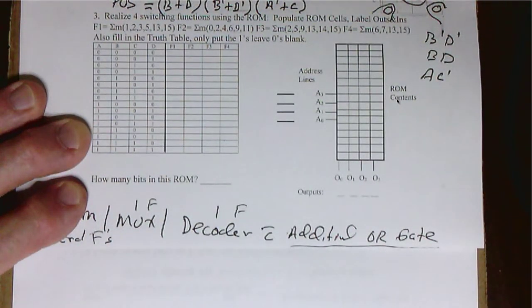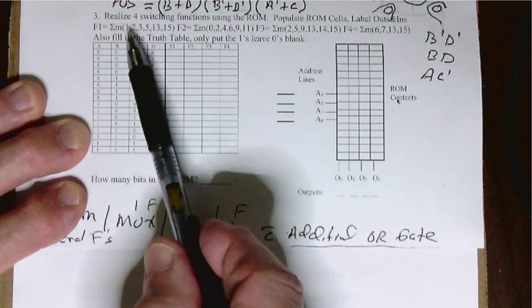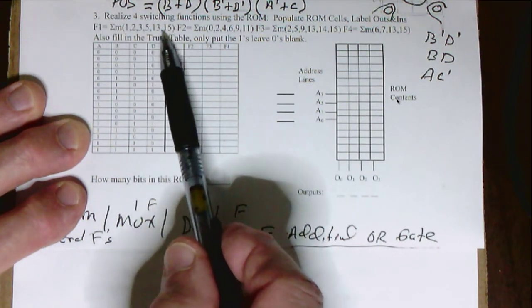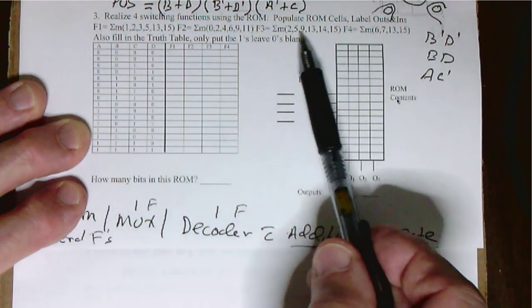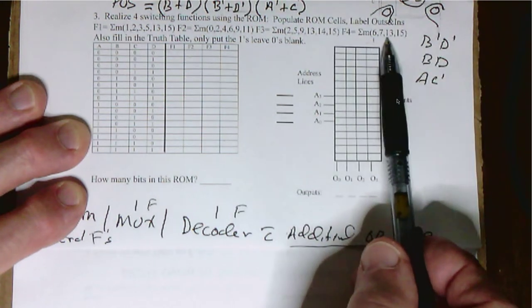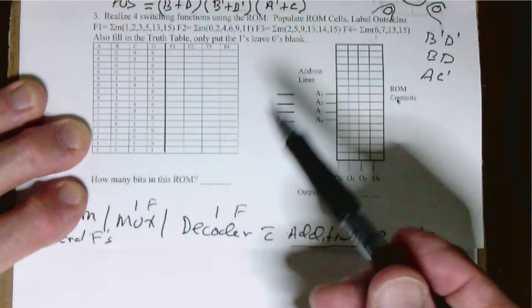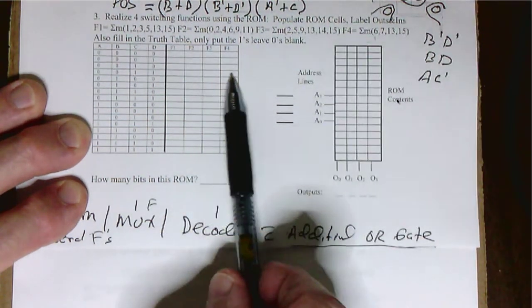It's not bad. Okay, and then we have the functions. F1, the min terms 1, 2, 3, 5, 13, 15. F2 is 0, 2, 4, 6, 9, 11. F3 is 2, 5, 9, 13, 14, 15. And F4 is 6, 7, 13, 15. Okay, great. So what we have to do is put these functions in, F1, 2, 3, and 4.